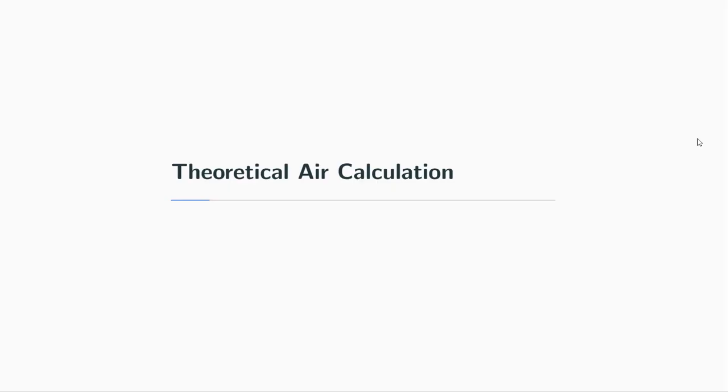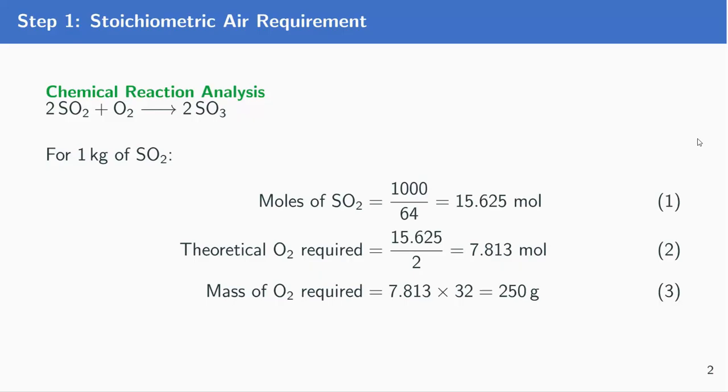Step 1. Calculate the theoretical air needed. For 1 kilogram of SO2, that is 1000 gram, and we know the molar mass of SO2 is 64. So we have moles of SO2 equal to 1 kg of SO2 divided by molecular weight, that is 64. That will give 15.625 mole. Now from the reaction stoichiometry, 2SO2 plus O2 gives 2SO3.